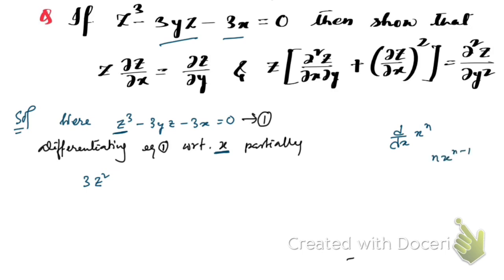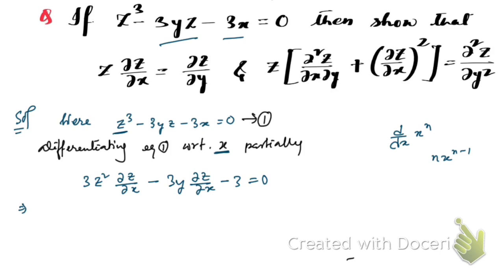But here you see, though we are differentiating with respect to x, it is not only x, so that's why again we need to put del z by del x here. Then minus, here we consider y as a constant because we are differentiating partially with respect to x, so 3y del z by del x. Then minus, differentiating x gives 1 into 3, which is 3, equal to 0.